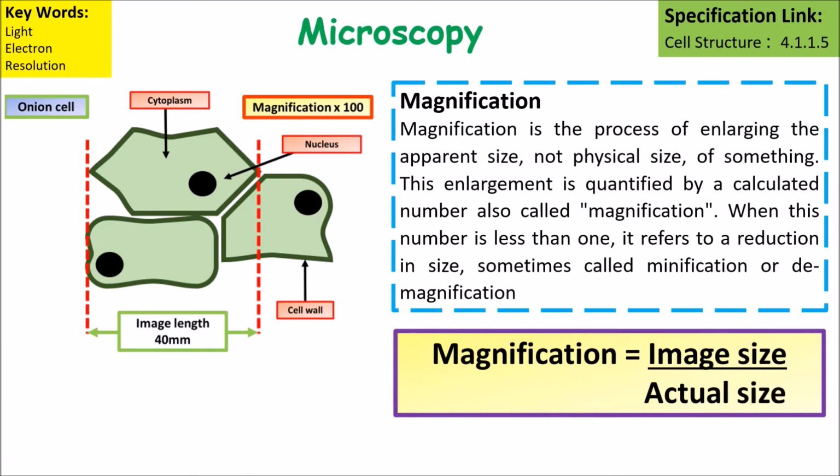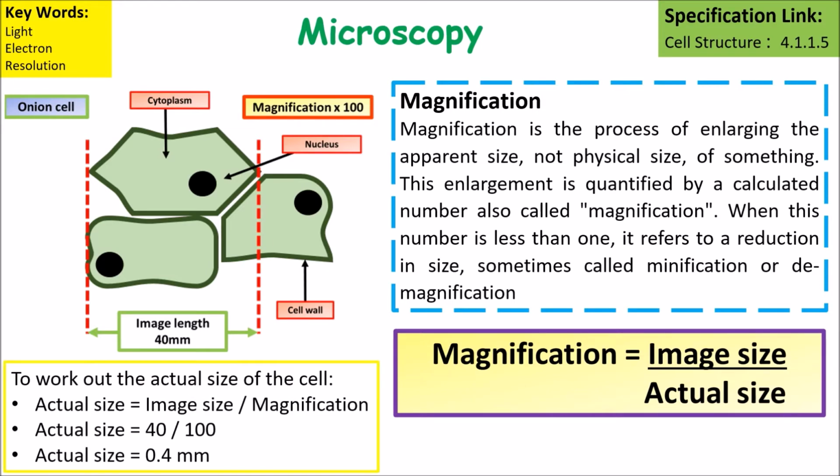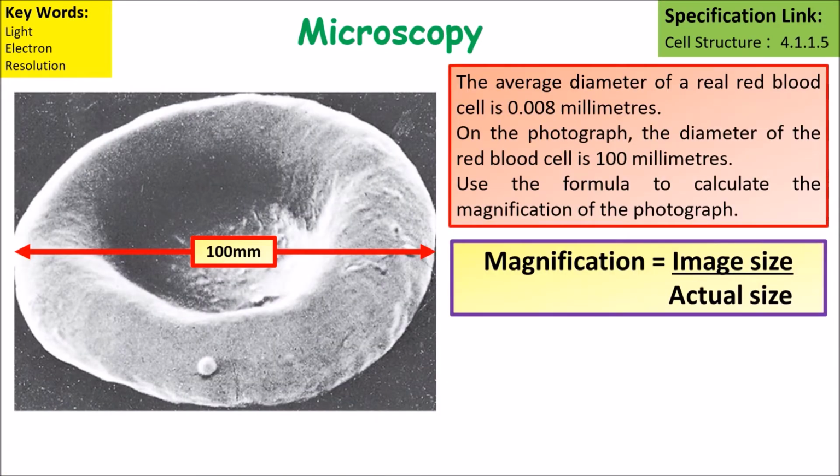So if we wanted to work out what the physical size of the cell would be, you'd rearrange the equation to give you: actual size is image size divided by magnification. So that would be 40 divided by 100, which means that the actual size of the cell would be 0.4 millimeters.